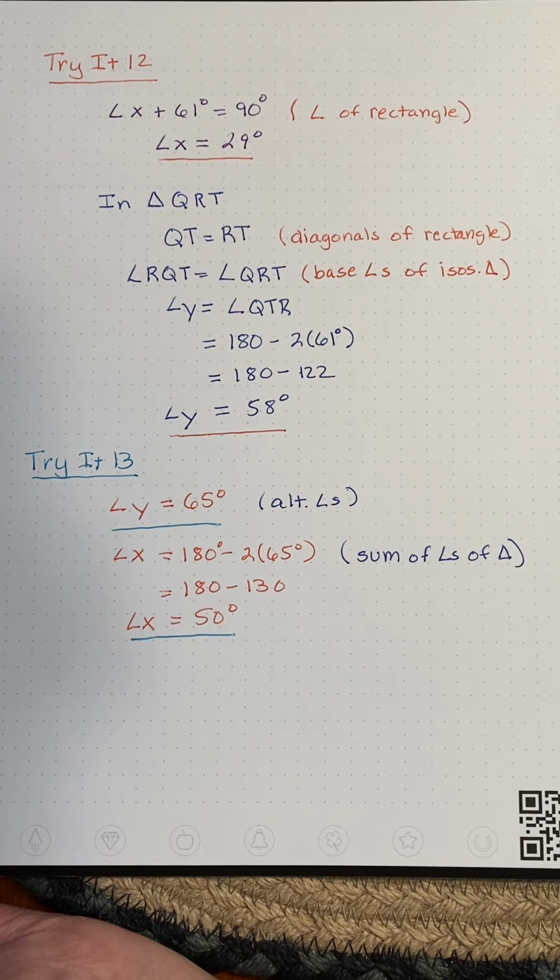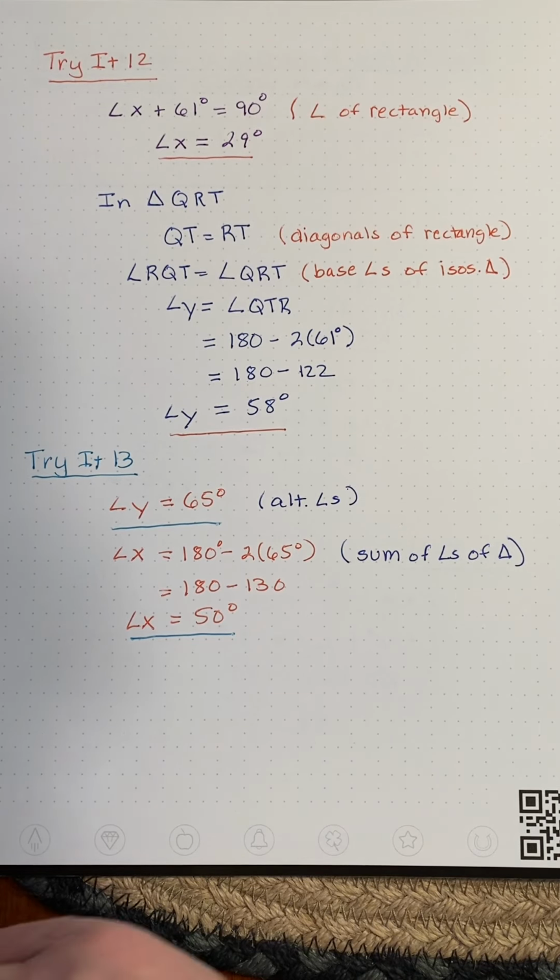Continuing on to the next page with try it number 13. It says in the figure, PQRS is a rhombus. Find the measure of angle X and the measure of angle Y. I notice the 4 sides are equal. I notice one of those angles of the 2 triangles that make up the rhombus is 65 degrees. So we are not working with equilateral triangles. We are working with isosceles because of the equal sides. Just keeping all that in mind.